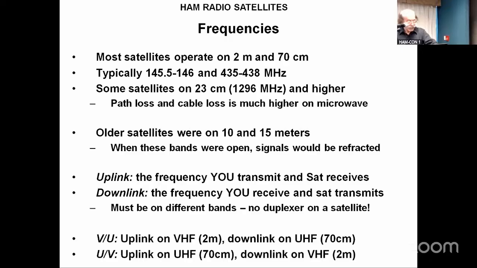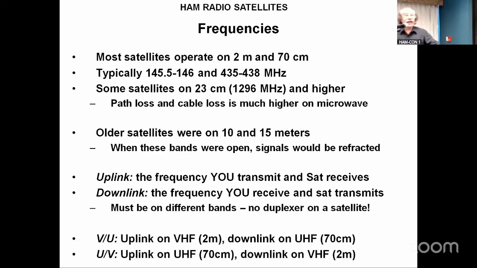So when we talk about uplink, uplink is the frequency you transmit on and the satellite receives. The downlink is the frequency you receive and the satellite transmits. And they've got to be on different bands. They really don't have room for a duplexer up on a satellite. You know, a duplexer is like this big thing about the size of this podium, right? No room on a satellite for that. So they do it on different bands, small bandpass filter, whatever.